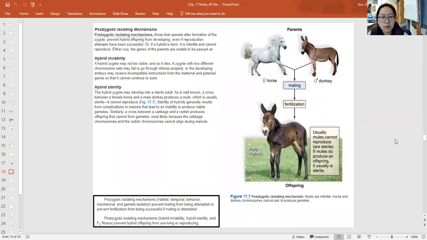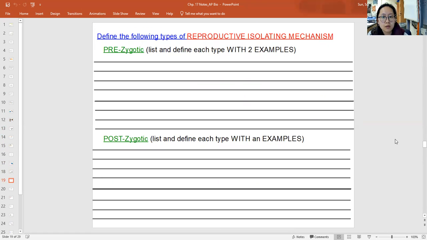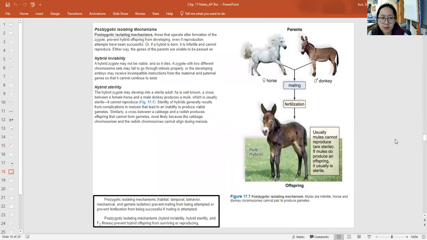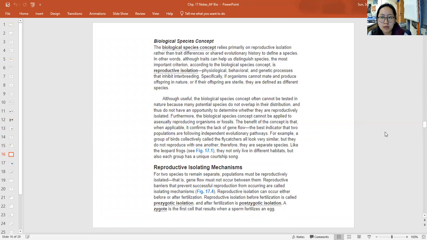So we're going to talk about reproductive isolating mechanisms again, and we're going to go over a little bit in more detail what they are. This is again pulled from your textbook. There are physiological, behavioral, and genetic processes that inhibit interbreeding. And so if organisms cannot mate and produce offspring, or their offspring are sterile, that means that they've officially separated into two different species. Like I said before, there are pre-zygotic isolations and post-zygotic isolations, and it's just pre-fertilization or post-fertilization.